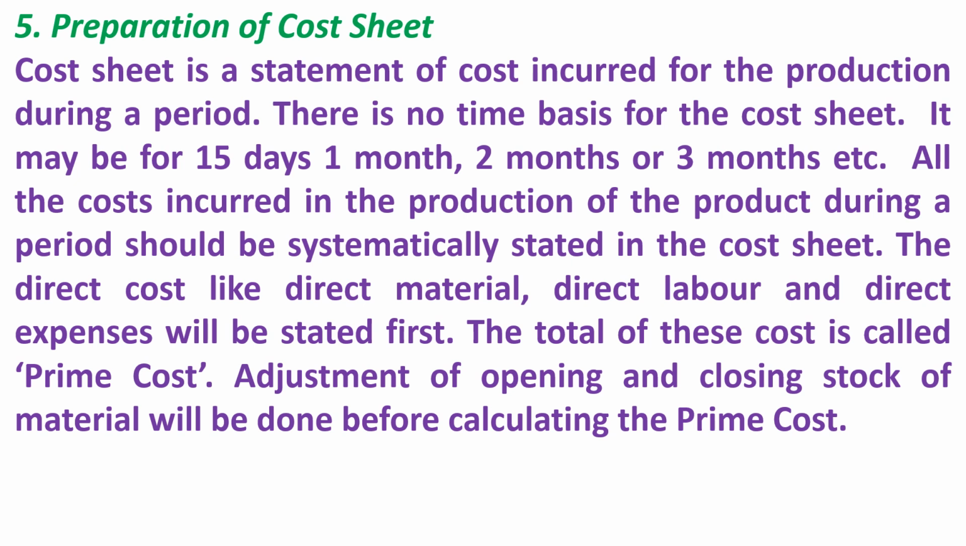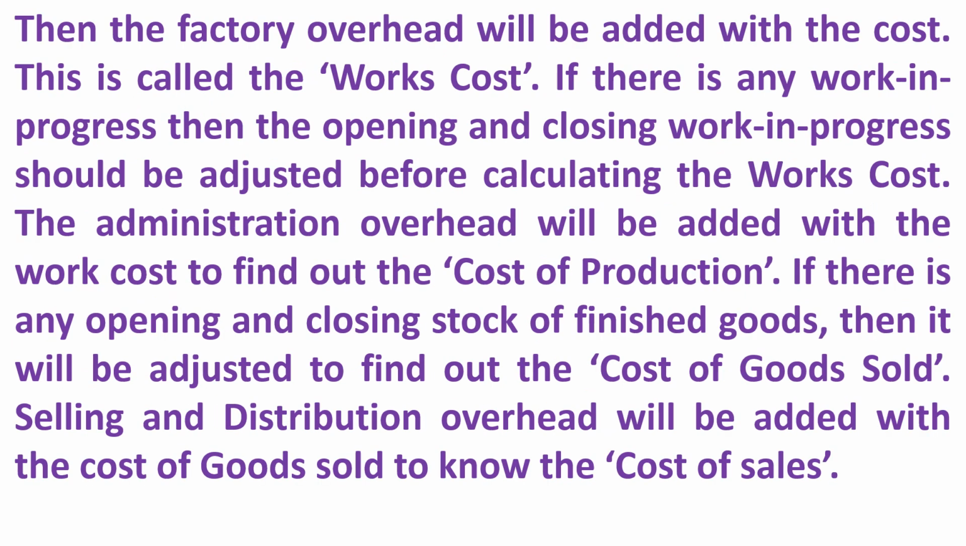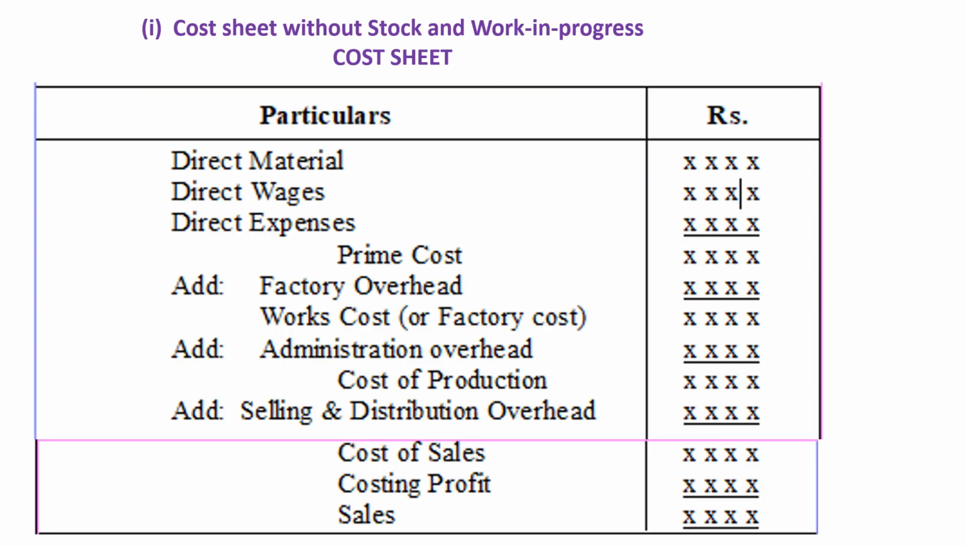Adjustment of opening and closing stock of material will be done before calculating the prime cost. Then the factory overhead will be added with the cost. This is called the works cost. If there is any work in progress, then the opening and closing work in progress should be adjusted before calculating the works cost. The administration overhead will be added with the works cost to find out the cost of production. If there is any opening and closing stock of finished goods, then it will be adjusted to find out the cost of goods sold. Selling and distribution overhead will be added with the cost of goods sold to know the cost of sales. 1. Cost sheet without stock and work in progress is presented here.